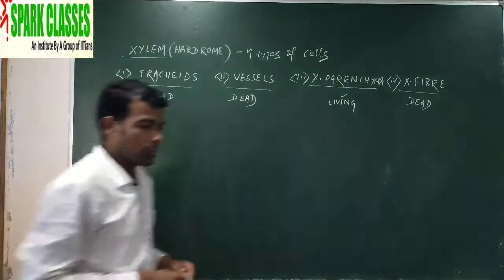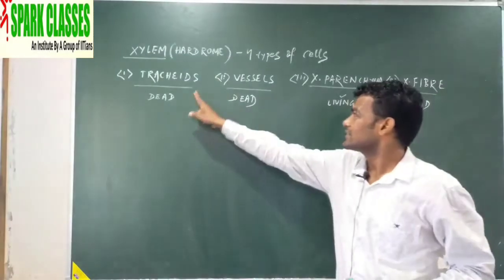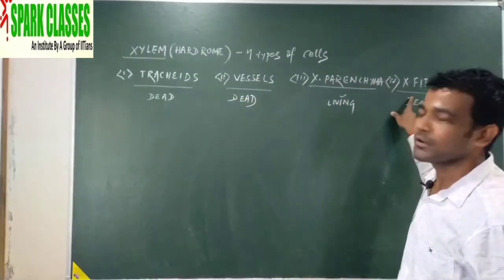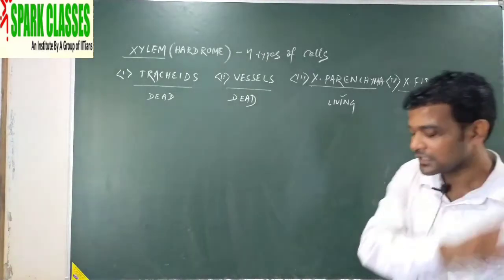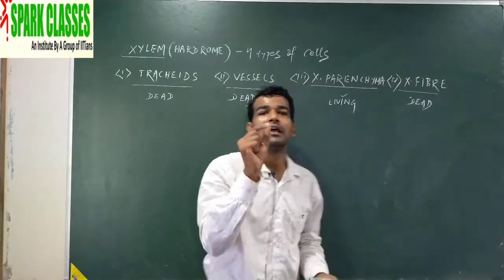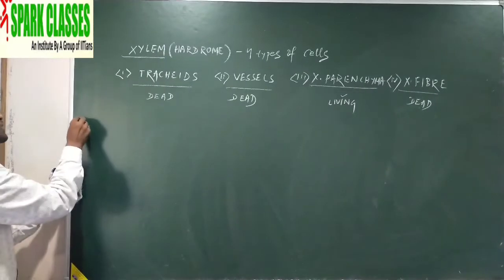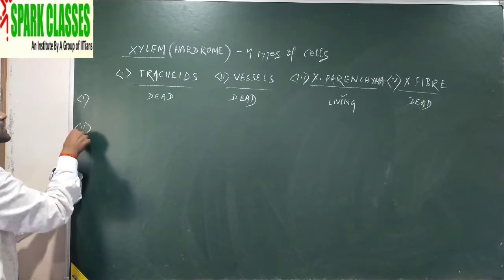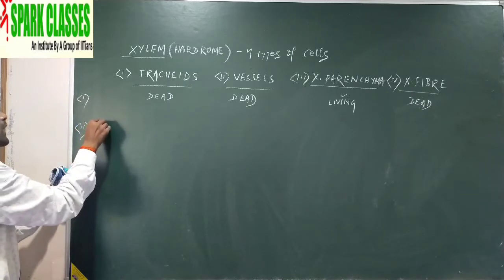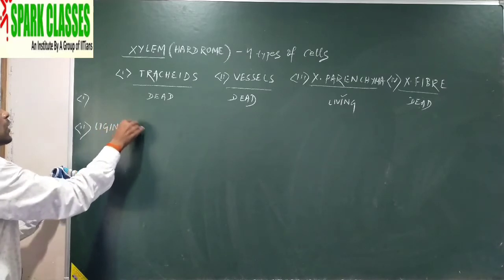If a question comes, why are these cells dead? Tracheid is dead, vessel is dead, and xylem fiber is dead. Already I had told you, if a cell is dead, its wall is deposited with which chemical? Lignin. So lignified wall. Next character is lignified wall. First character is living or dead. Second character we will discuss: lignified wall present or absent.